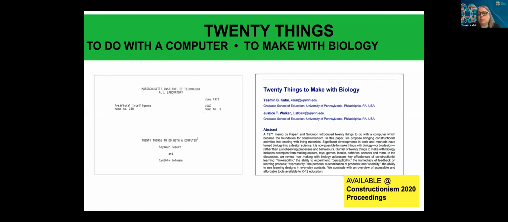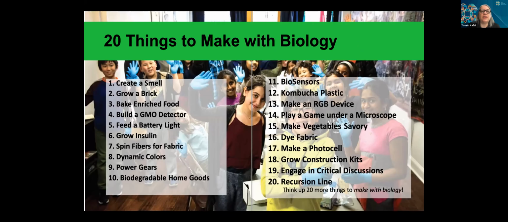And likewise, when Justice and I, for the Constructionism Conference, thought to write 20 Things to Make with Biology, the paper is, by the way, available, even though unfortunately the conference didn't take place. We came up with a whole list, easily a list of 19 things, and then of course the famous 20th, recursion line.